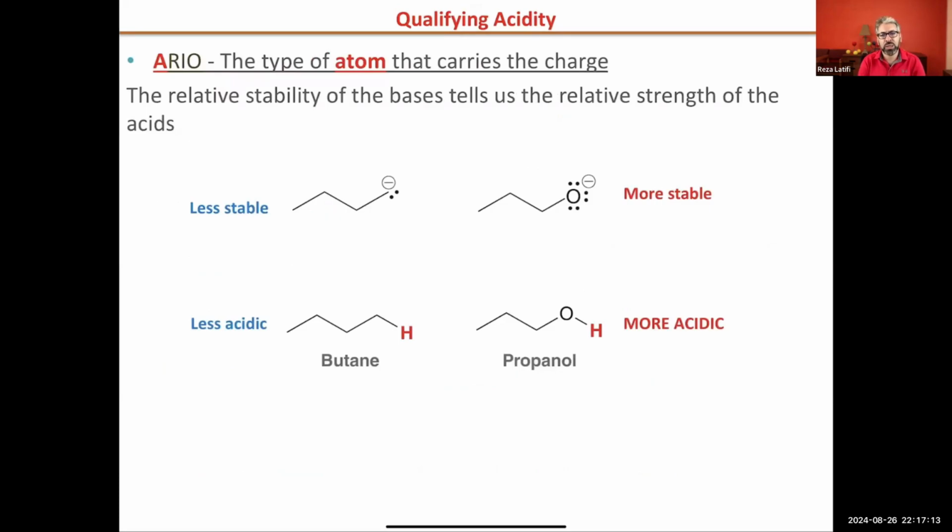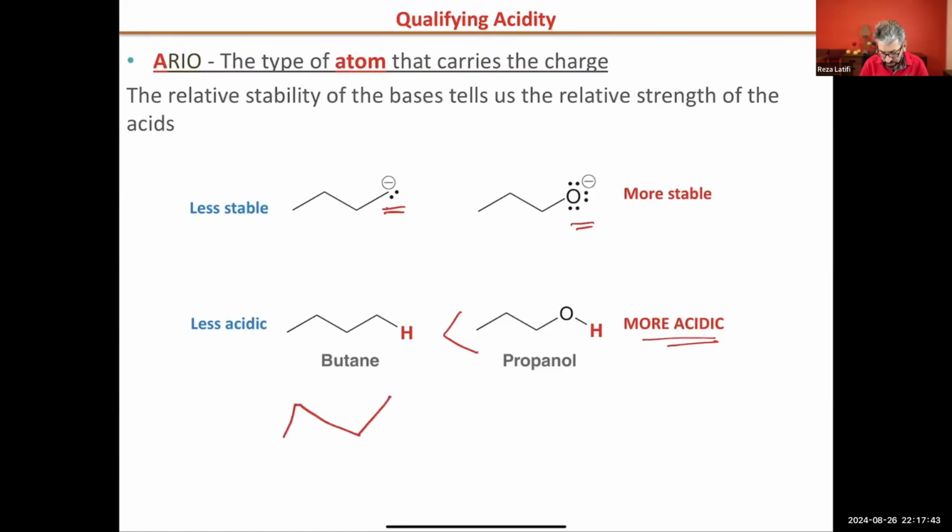And we said this one, because it has carbon versus oxygen, and oxygen is more electronegative than carbon, so oxygen is more capable of handling the negative charge. That means propanol is going to be a stronger acid than butane. So this one will be more acidic than butane. Now, how about this?